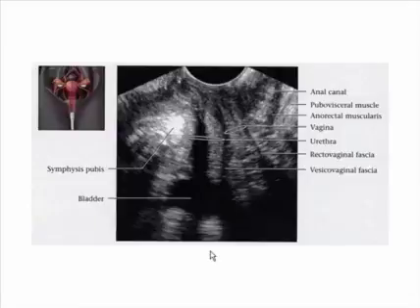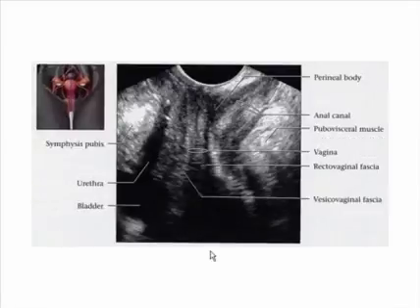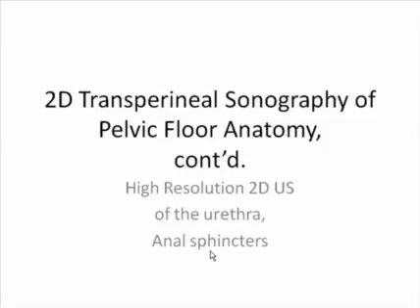So if we use a smaller transducer, namely the transvaginal probe, this is the anatomy we'll see. Remember, we're tipping the image up in 90 degrees. We see the symphysis pubis, we see the urethra, we see the vagina, we see the rectum and anus. And if we turn 90 degrees, we'll see this anatomy: symphysis pubis, urethra, bladder, vagina, and rectum. So we need to be very familiar with this anatomy.